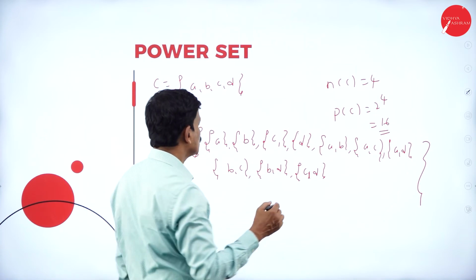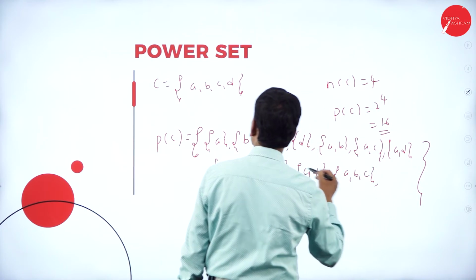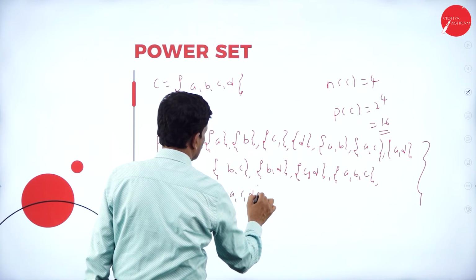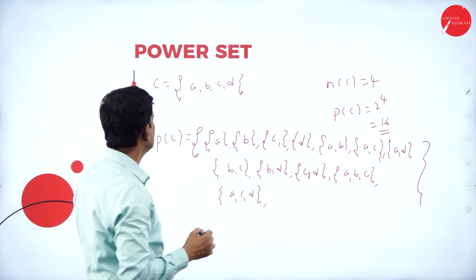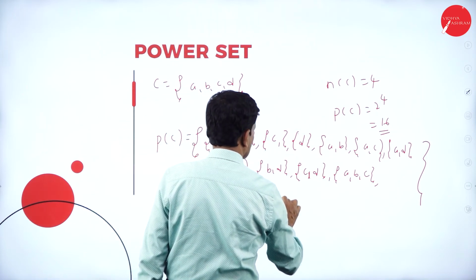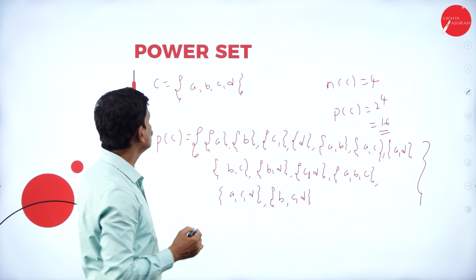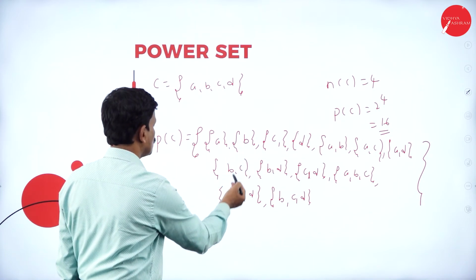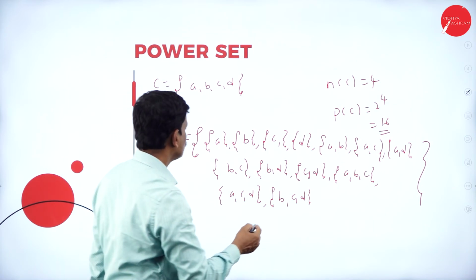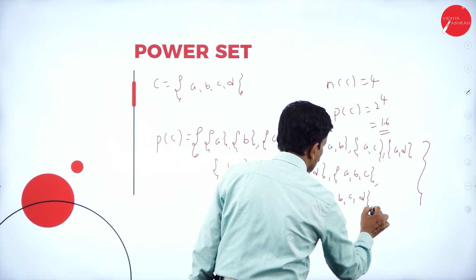Now we can take three elements: A comma B comma C, then A comma C comma D. Again B comma C comma D. Then C, D, A: there is no chance of taking C, D, A because A, C, D is already there. And then the whole set, that is {A, B, C, D}, and the null set.